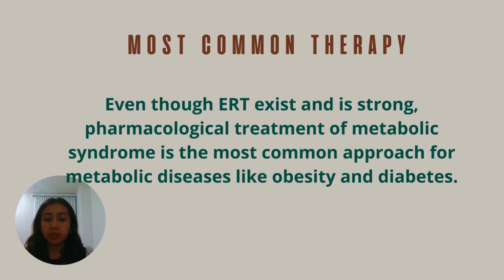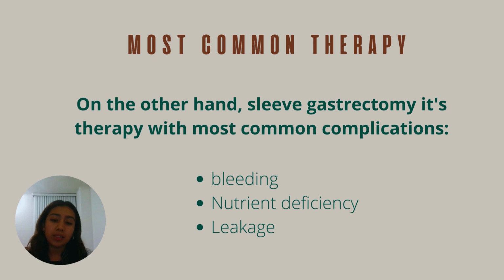Even though enzyme replacement therapy exists and it's getting stronger, pharmacological, chemical treatments of metabolic syndrome are the most common approach for metabolic diseases like obesity and diabetes. On the other hand, sleeve gastrectomy is the therapy with the most common complications. It can lead to bleeding and nutrition deficiency because you cut the organ completely. It can be stomach, liver, and leakage.